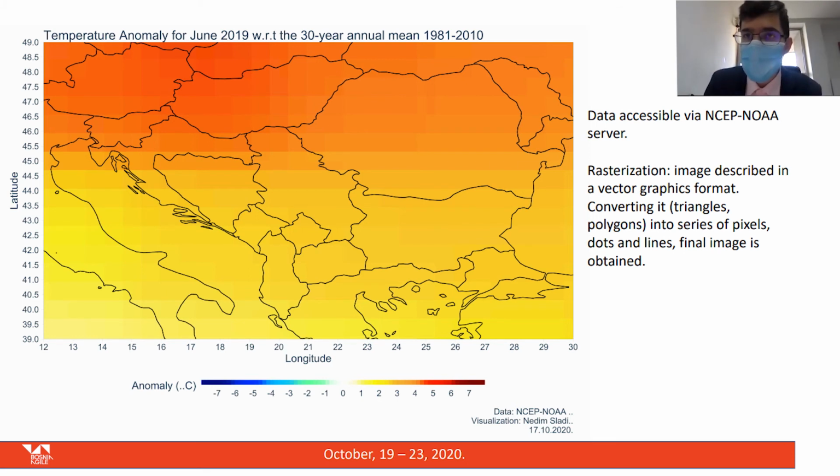What I was talking about right now, this data was accessible via the NCEP NOAA server, and I did the rasterization. In this particular way, I converted the polygons into a series of pixels, dots, and lines. This is how we obtained our final image.